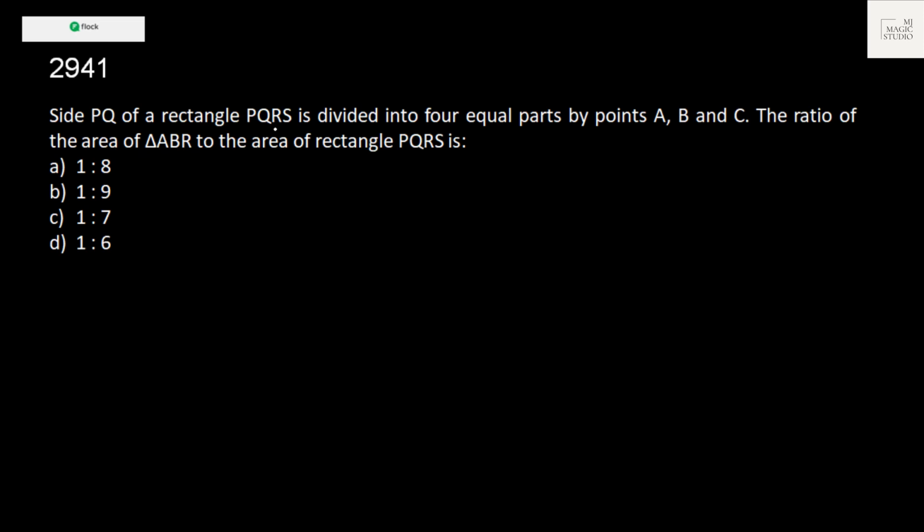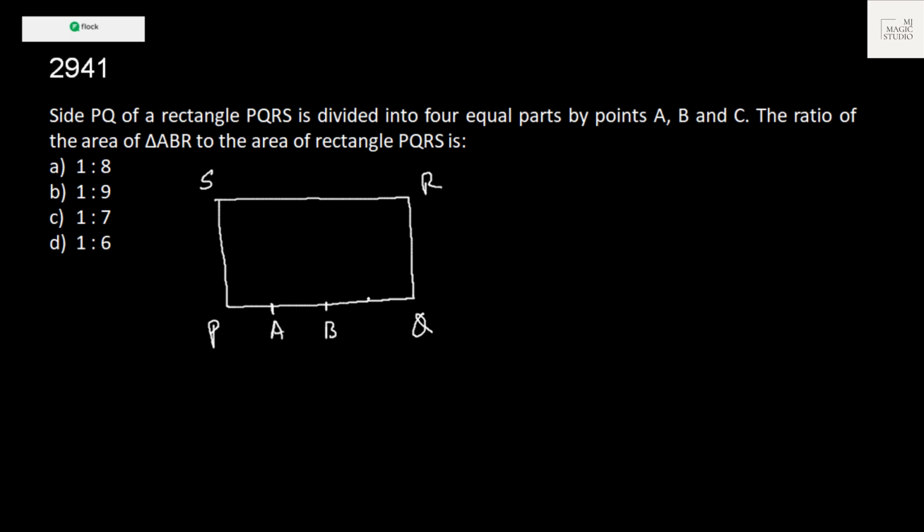Side PQ of a rectangle PQRS. We have got a rectangle PQRS. Side PQ is divided into 4 equal parts by points A, B, C. So let us take this as 1 unit, so this becomes 4 units. Let SP be anything, and QR.